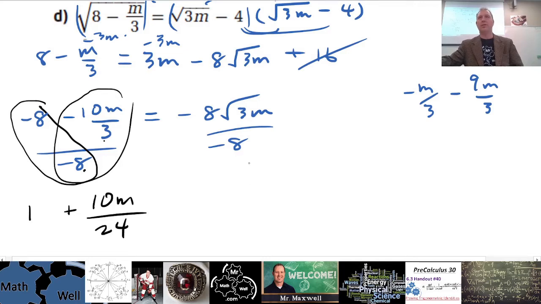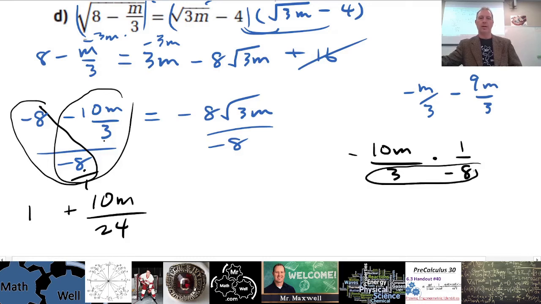So if you have a fraction divided by a number, you can just multiply the two numbers in the denominator. Or think about it like this, times 1 over 8. You see that? Because this is 8 over 1, so you flip and multiply. The 8 and the 3 are down in the bottom. Equals root 3m. Okay? Any questions there so far?